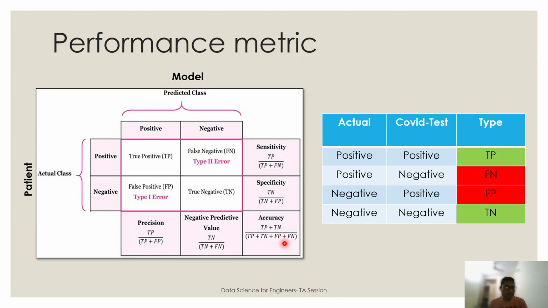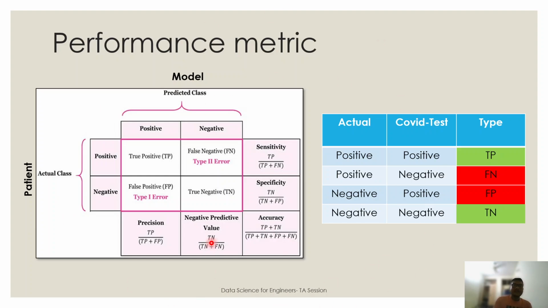Say I did 100 tests, and out of these 100 tests, in 80 tests, if the person is positive, I give the positive result, and if the person is negative, I give the negative result. So 80 results are correct, but in 20 results there is an error. That's why your model accuracy becomes 80%. That's the basic idea of accuracy.